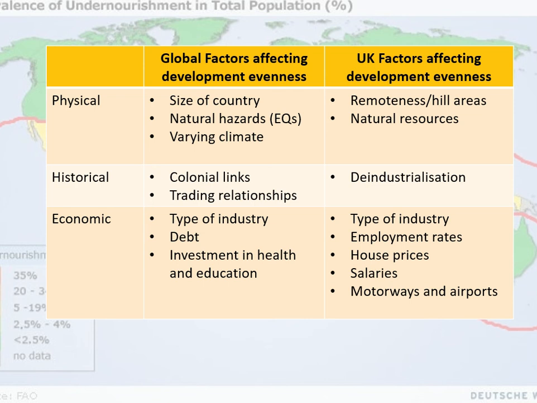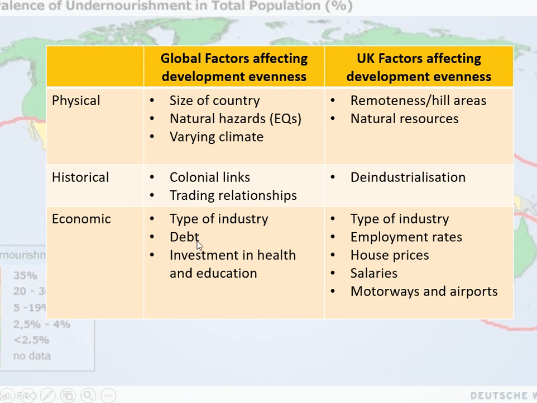Economic factors include things like the type of industry that you've got. If you're a country which is mainly agricultural and you have a bad harvest, then your income is gone. But if your industry is varied and you've got things like finance, tourism, much safer industries, then you're more likely to have a reliable amount of income, and therefore your development will be better.